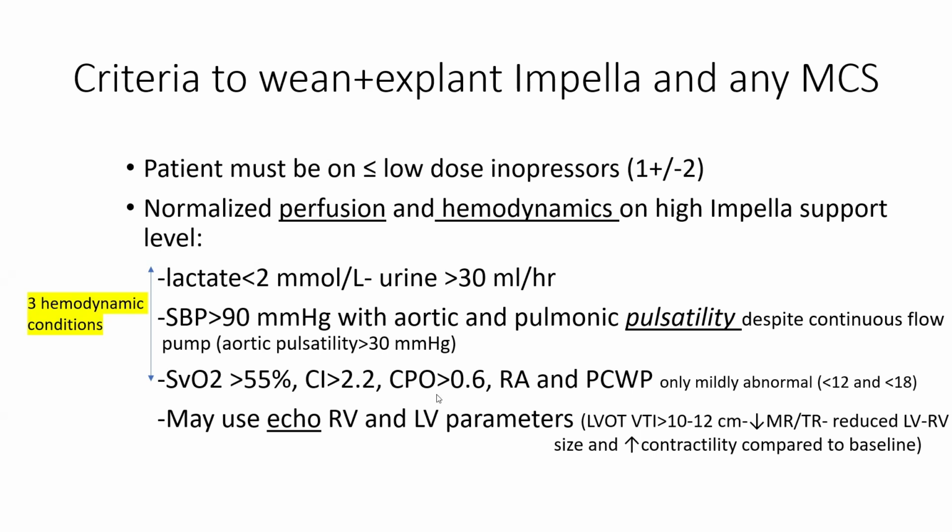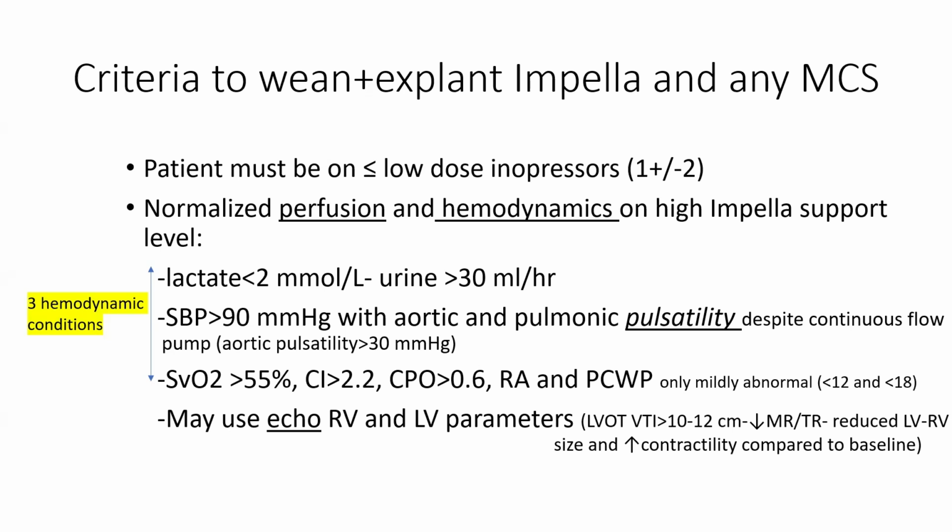Fellows sometimes forget to follow that. We should always follow that powerful predictor of outcomes, cardiac power output, which is cardiac output multiplied by mean blood pressure divided by 451. We want it to be at least over 0.6. So those are the three types of hemodynamics we follow.